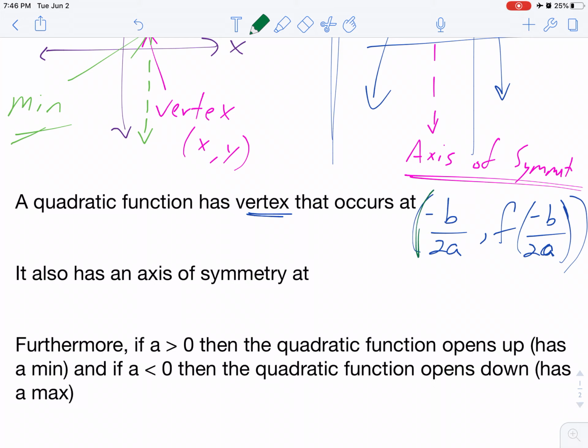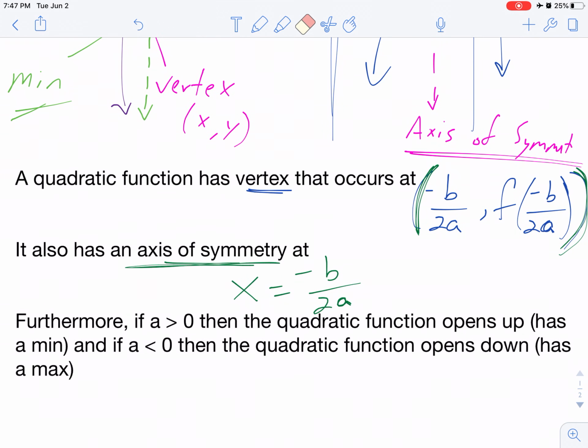Just remember that the vertex is an ordered pair, and all we're doing basically is finding an x value and finding a y value. So your vertex is just an xy ordered pair. The axis of symmetry is just a vertical line at x equals negative b over 2a. And if you've already done the vertex calculation, it's the same thing. So if you've done the vertex, you just basically have to write the answer for the axis of symmetry.